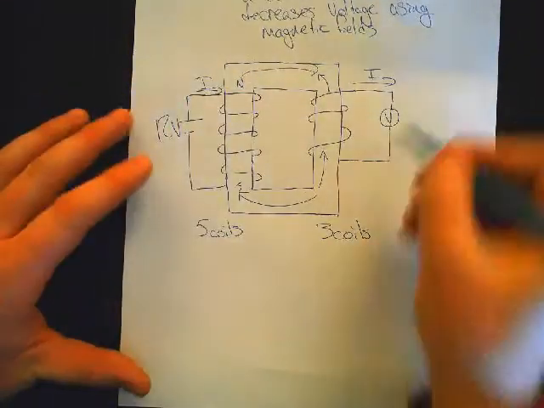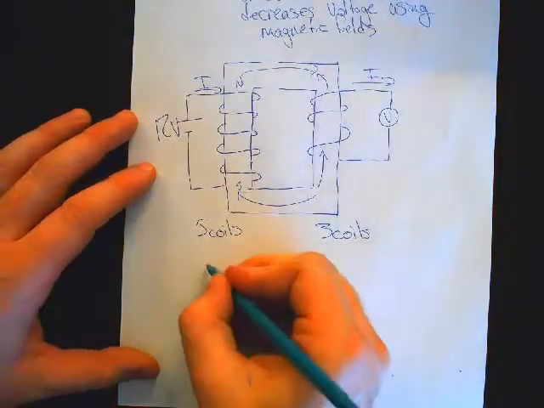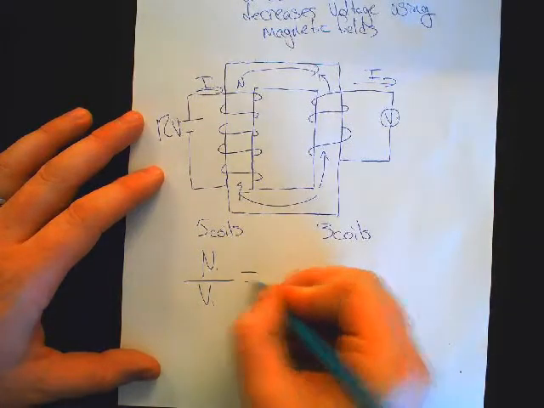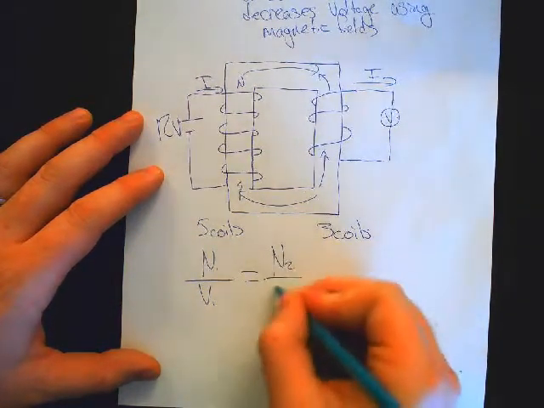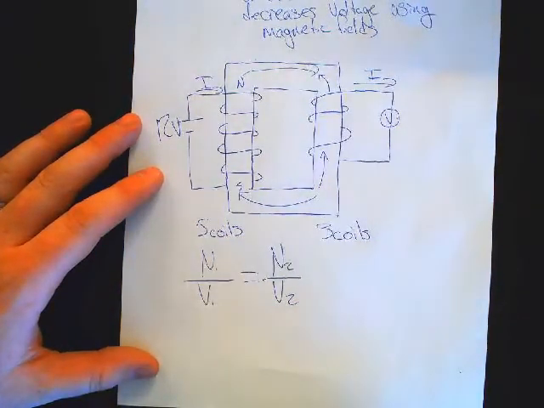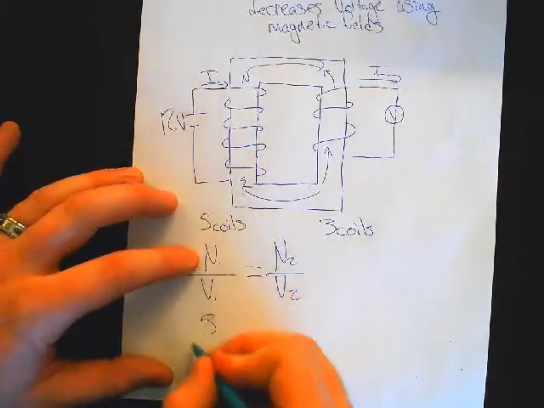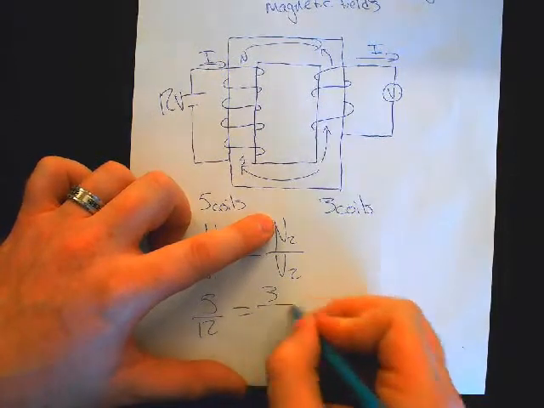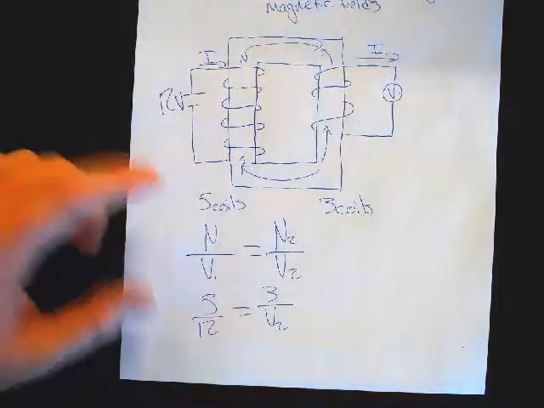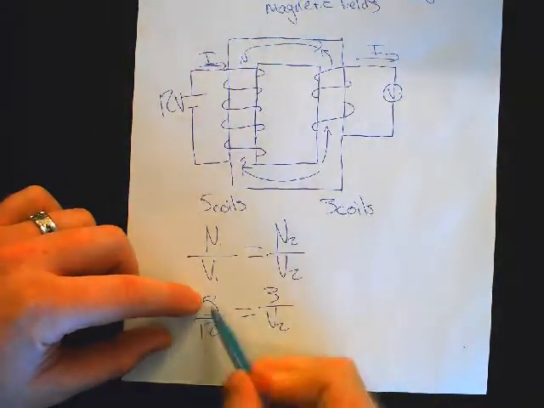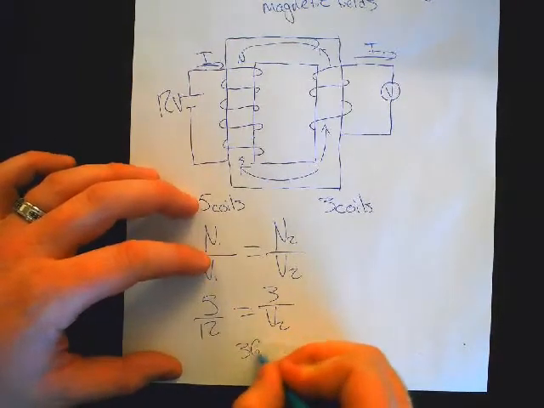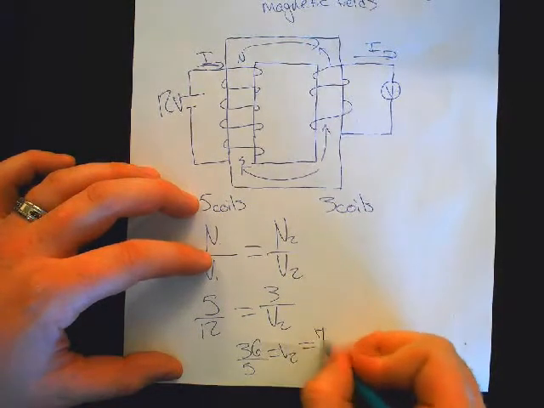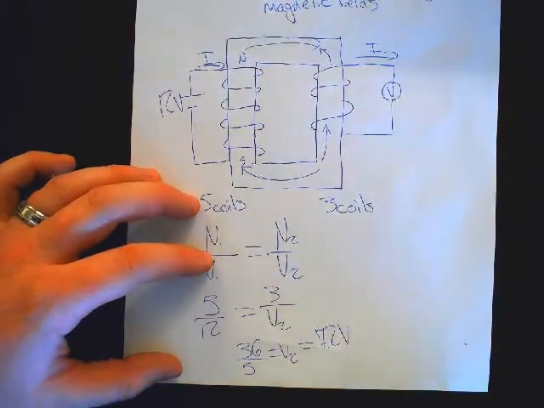We can now figure out what voltage is going to be read out over here. It's determined as the number of coils divided by the voltage, equal to the number of coils on the other side divided by the voltage on the other side. So if I've got 5 coils divided by 12 volts, that's equal to 3 coils divided by whatever V2 is. Multiply, divide. I get 36 over 5 is equal to V2, which means V2 is 7.2 volts.